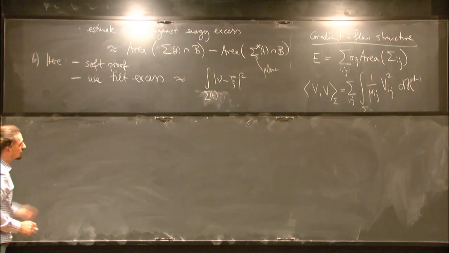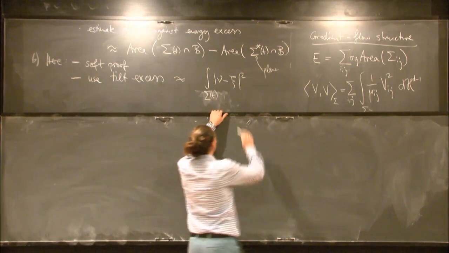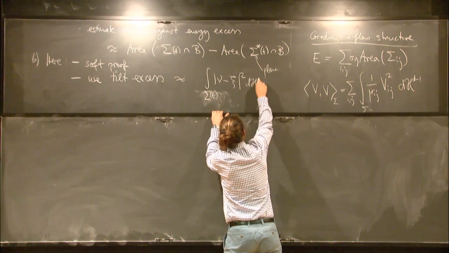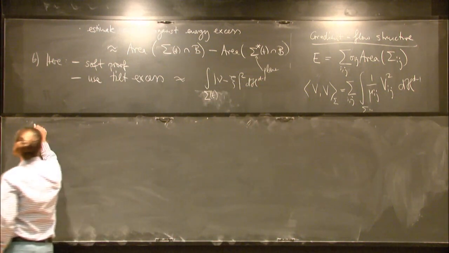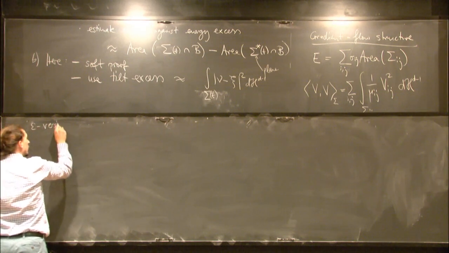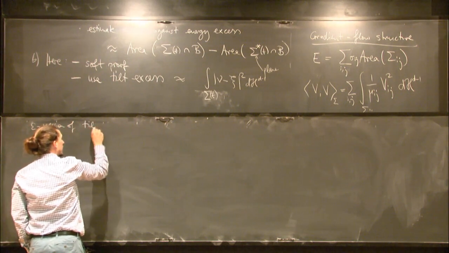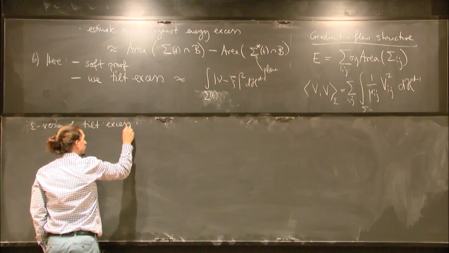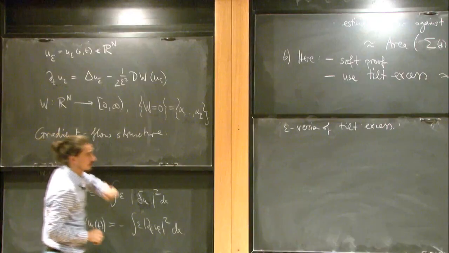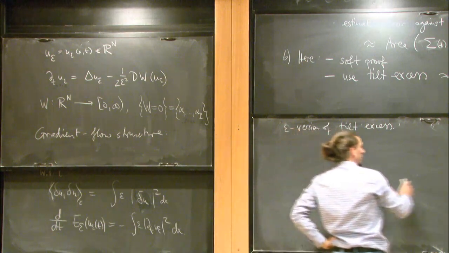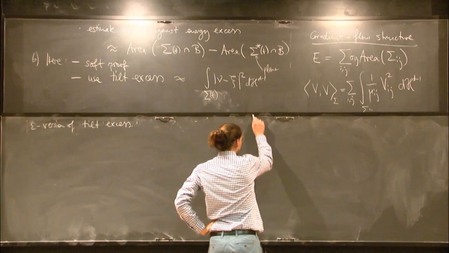So what we want to do is write down an approximation of this guy here, kind of an epsilon version of the tilt axis. So why is this important? Because we're not going to take the equation like this and pass to the limit in the equation. So this is the goal.